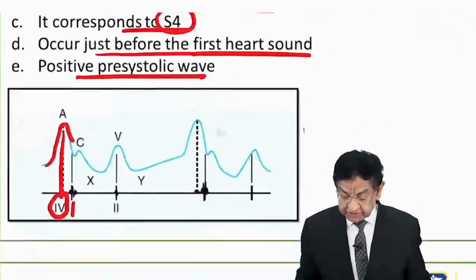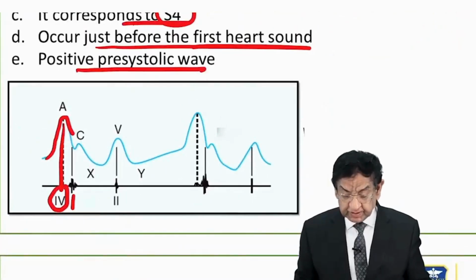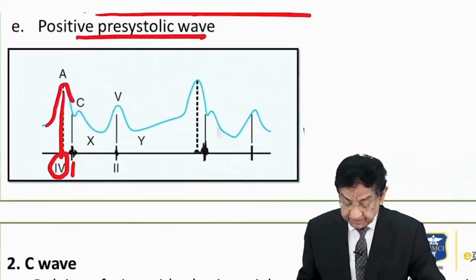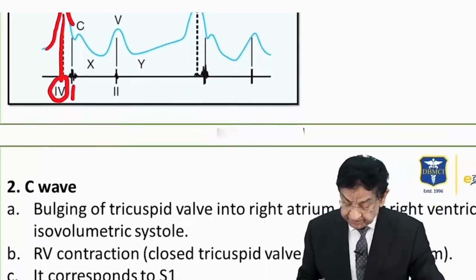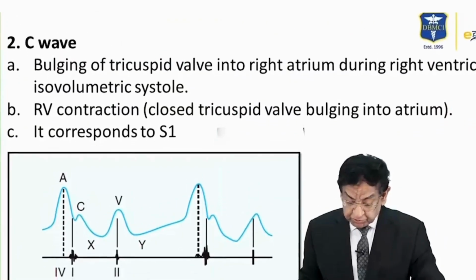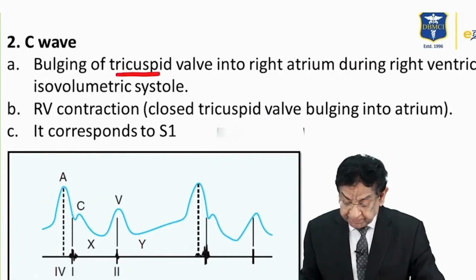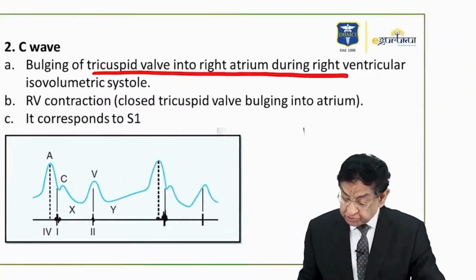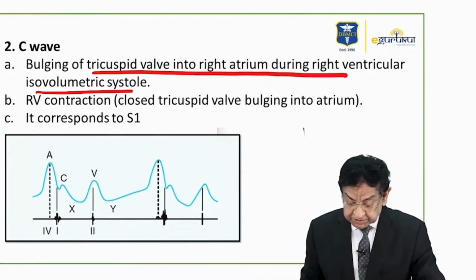So-called pre-systolic sound S4. This is A wave. Right? Now let's talk about C wave. C wave is produced due to bulging of the tricuspid valve into the right atrium during right ventricle isovolumetric systole.